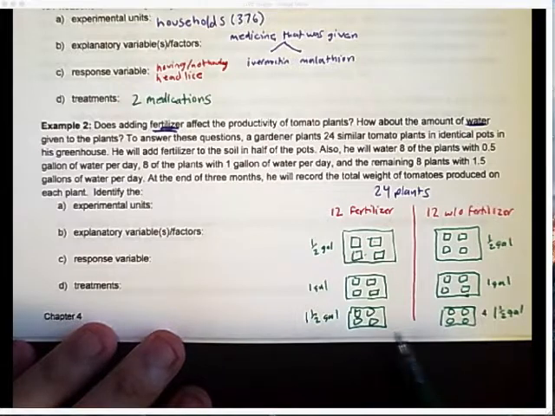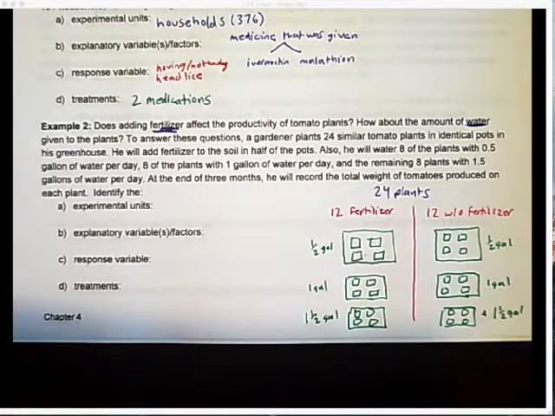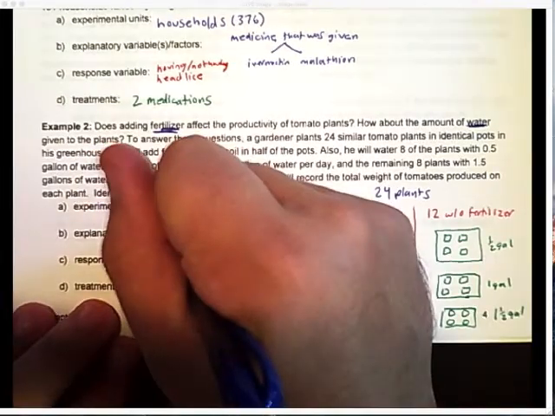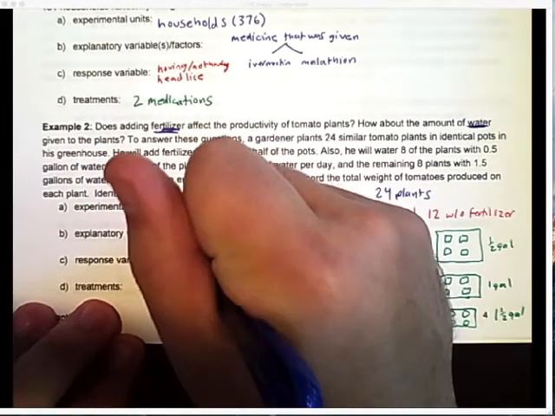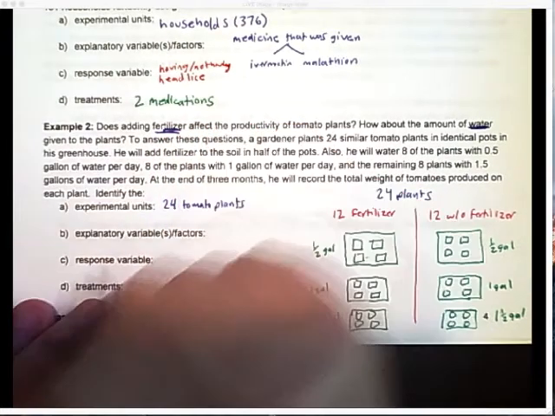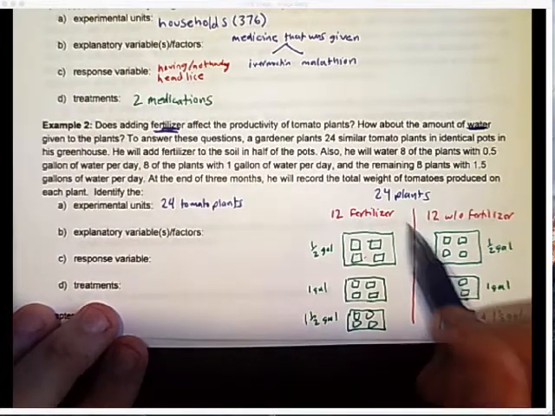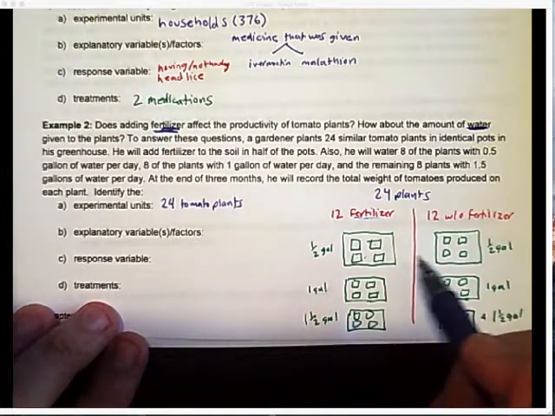All right. So the experimental units here, okay, what are the experimental units? Well, they're the 24 tomato plants. Now, what's affecting their growth? Okay, what is explaining their growth? Well, fertilizer could affect it.